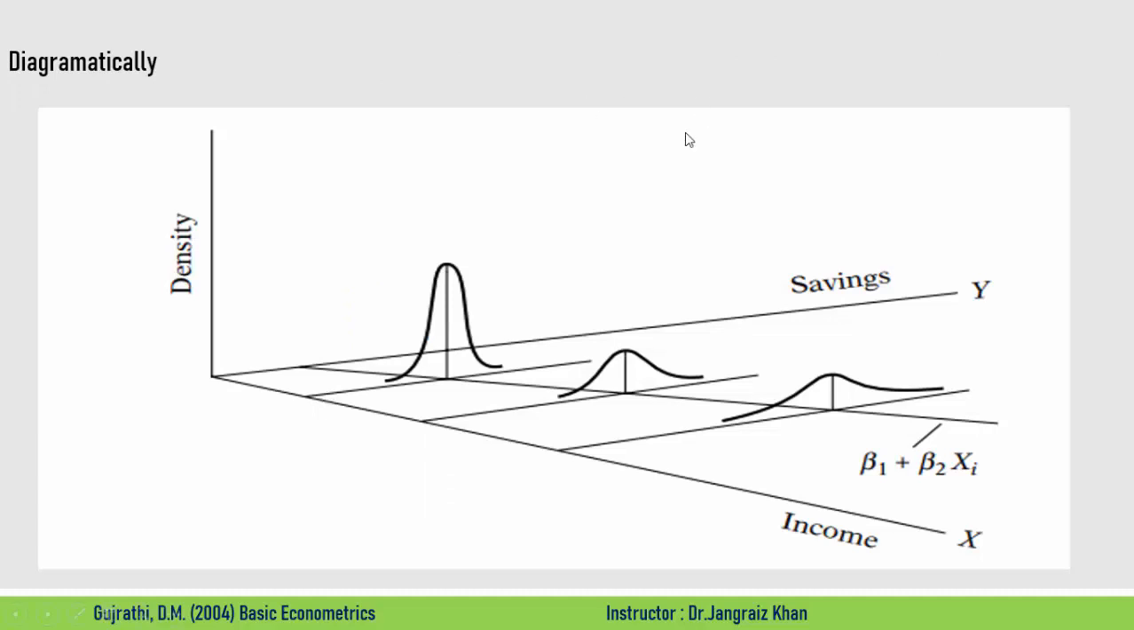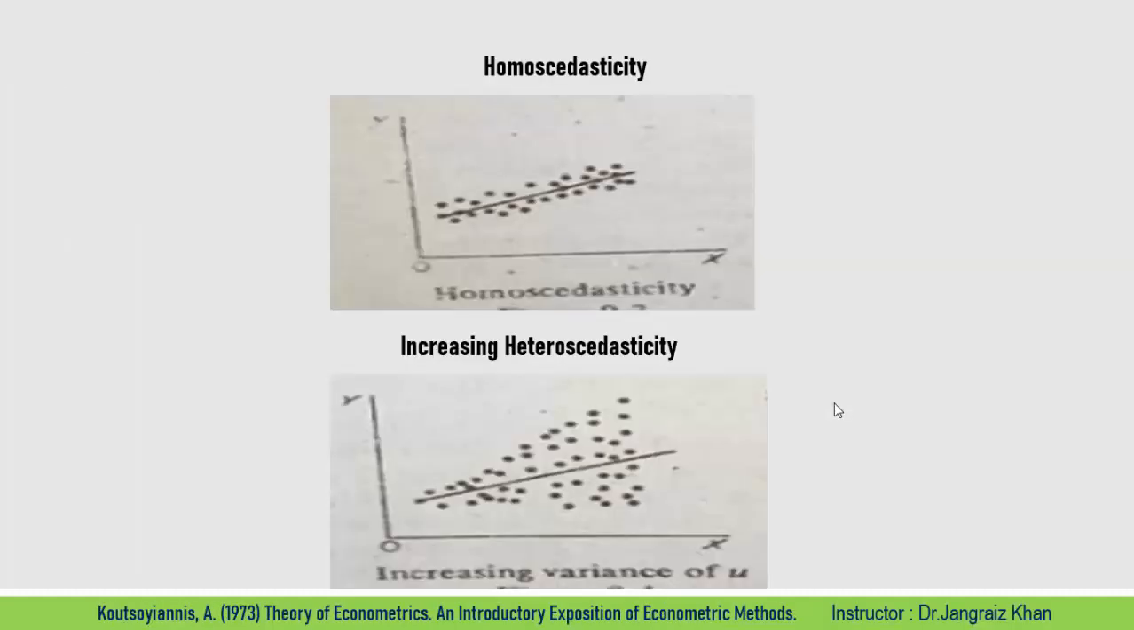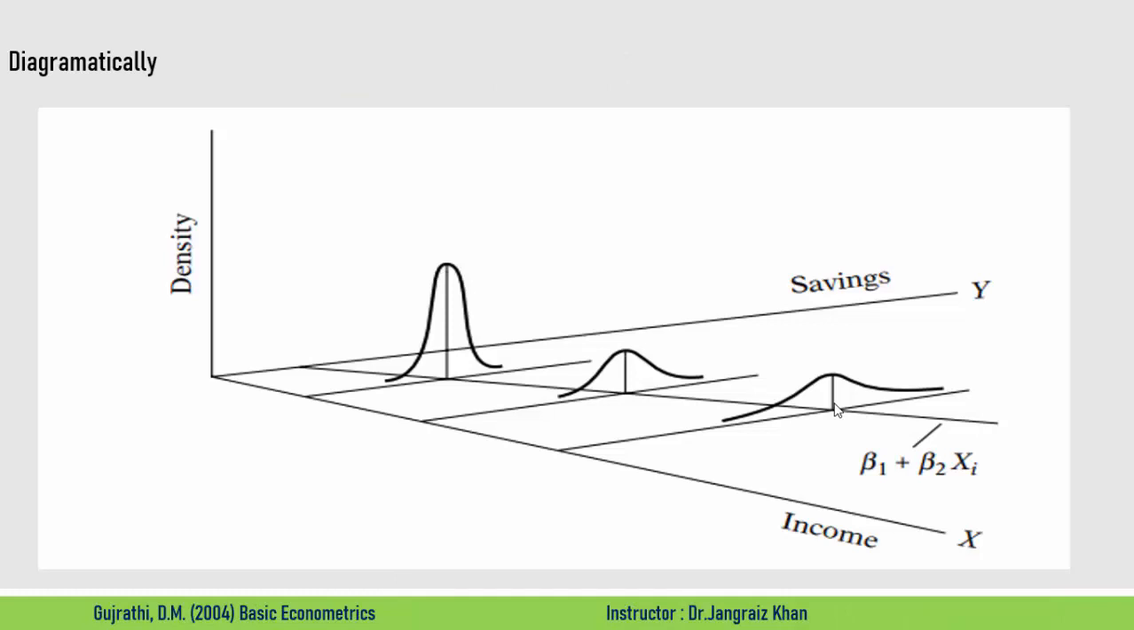You see here the saving and income function. In the previous one you have seen the equal spread, but here, in these three cases, we see that the spread is not equal, the dispersion is not equal, and this means variable variance. So, the case of heteroskedasticity.